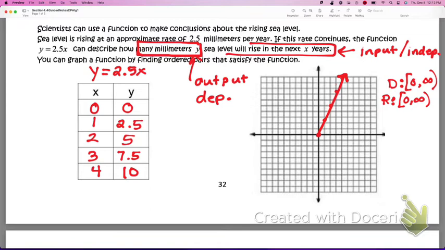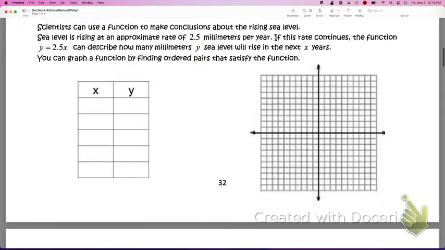How do I know that this is a function? Because it never passes the vertical line test. Perfect. That's what I meant to say. Good job. All right, next page.